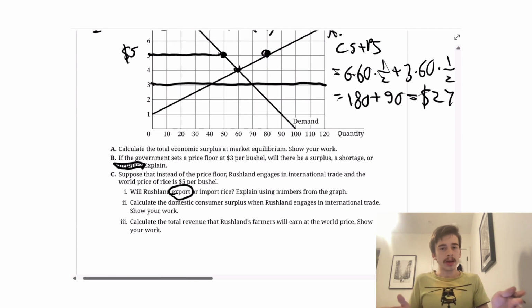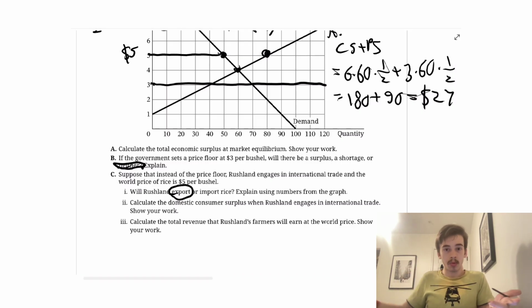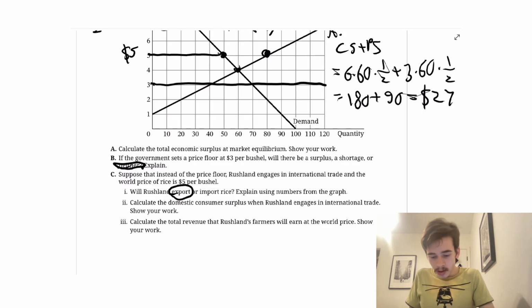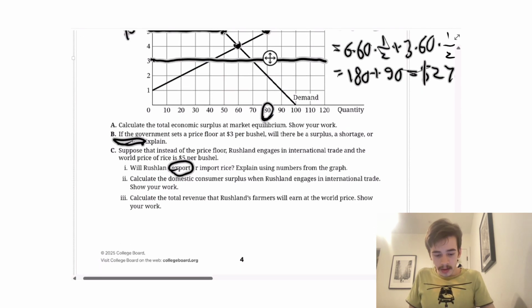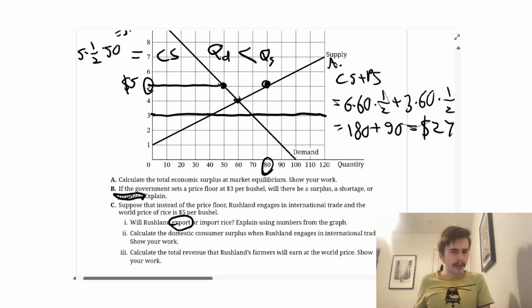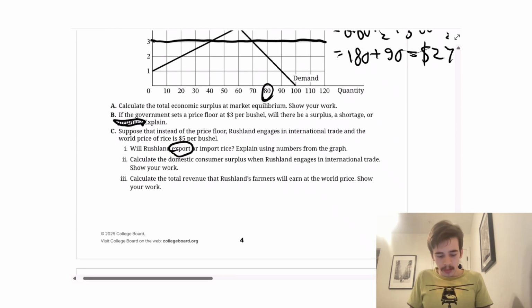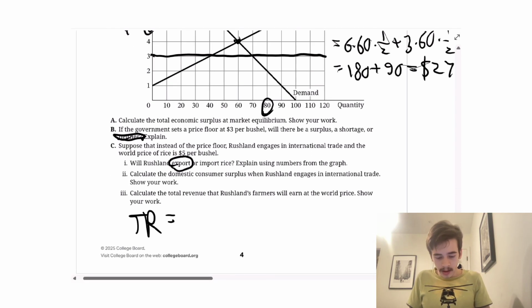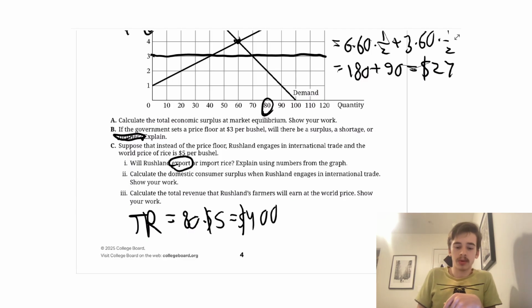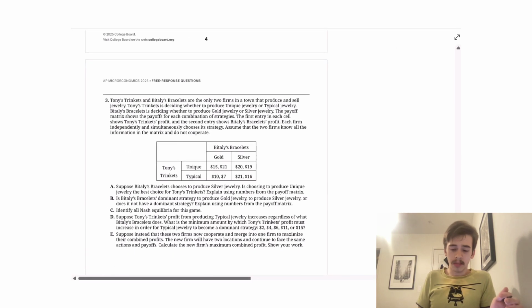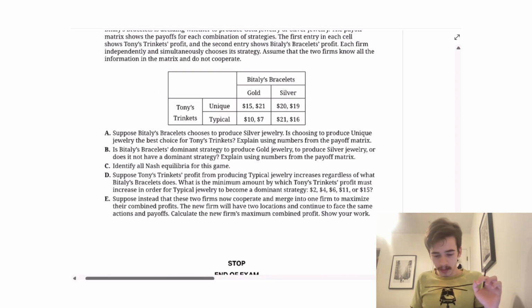Total revenue farmers will earn at the world price. Well, as I mentioned, they will produce the quantity supplied at that price, because they will just export the surplus. So if you look at it, they will produce 80 quantity, and they will sell it at the world price. And it's not asking us for total profit, it's just asking for total revenue. So it will be as simple as 80 times $5, which is $400 of total revenue. Simple as that. These FRQs were actually very lenient. Microeconomics, College Board really gave us some easy ones.